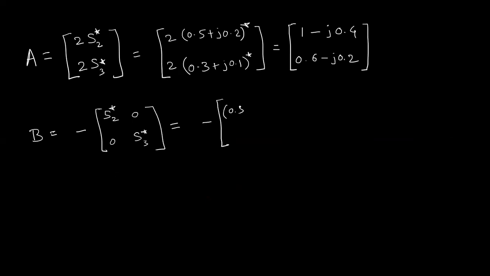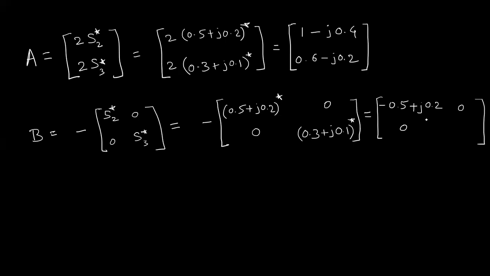So it is 0.5 plus J0.2 conjugate, and 0.3 plus J0.1 conjugate. And if you solve it, it is minus 0.5 plus J0.2, 0, 0, and that side we have minus 0.3 plus J0.1. So that is the B matrix. And as we have seen, C matrix is 0 because we don't have terms corresponding to constant impedance power. Okay, that is fine. Now we have to derive A dash matrix.